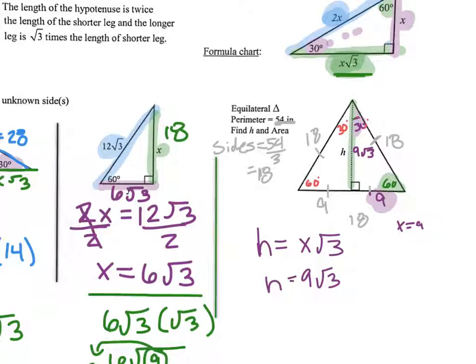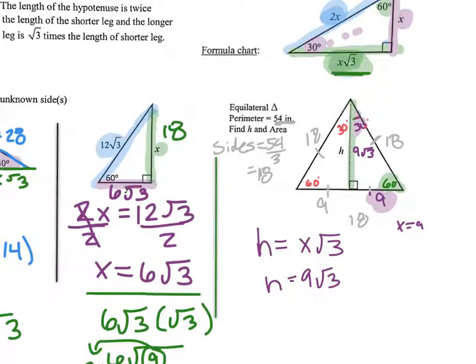Now we can use all of this information to go ahead and find the area. So area is equal to base times height divided by 2. Our base is the whole side of 18 times our height, which is what we found as 9 square root of 3. And we're going to divide this all by 2.